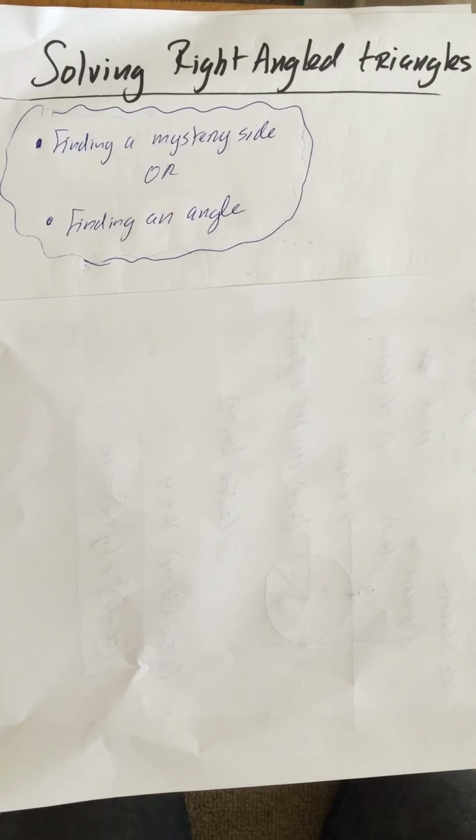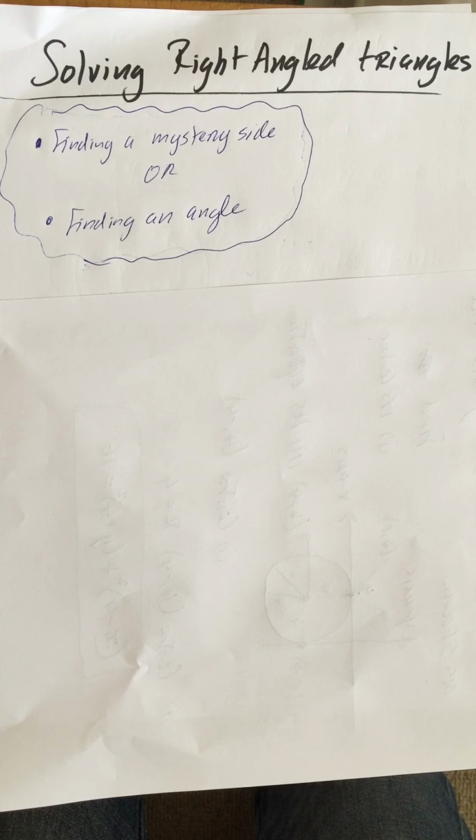In this video, I'm going to talk about solving right-angled triangles. What does this mean? Solving a right-angled triangle means that you're given a right-angled triangle with certain clues, and you are asked to find a mystery side or a mystery angle. Okay, let's jump straight in.